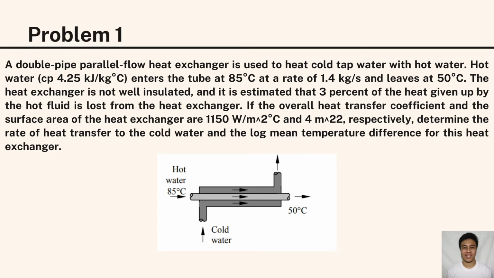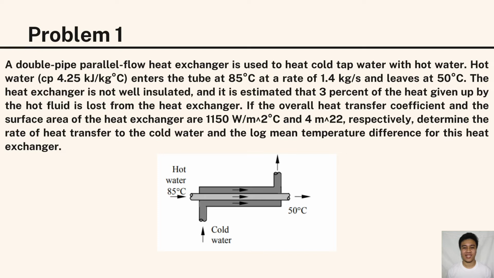So now is sample problem number 1 of heat exchangers, which tackles a parallel flow heat exchanger. The problem is, a double pipe parallel flow heat exchanger is used to heat cold tap water with hot water. Hot water with a specific heat of 4.25 kilojoules per kilogram degrees Celsius enters the tube at 85 degrees Celsius at a rate of 1.4 kilograms per second and leaves at 50 degrees Celsius. The heat exchanger is not well insulated, and it is estimated that 3% of the heat given up by the hot fluid is lost from the heat exchanger.